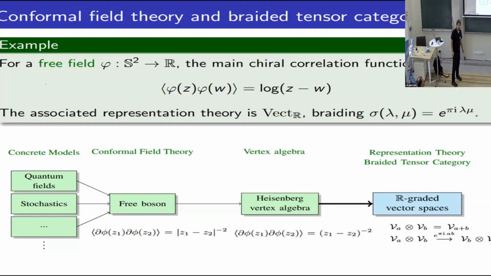Right? That's why this arrow is drawn bigger than the other ones, because in some sense it's very non-injective. It forgets a lot of structure, all the analysis. And this is the easiest case, right? What I said. So this is a free field.